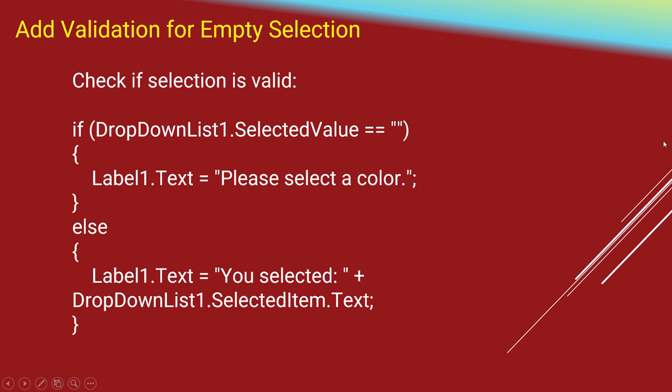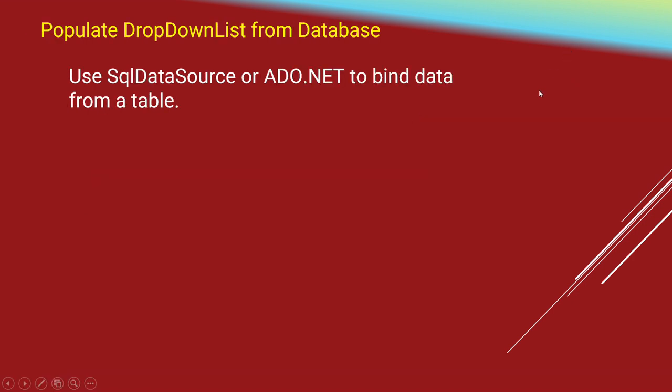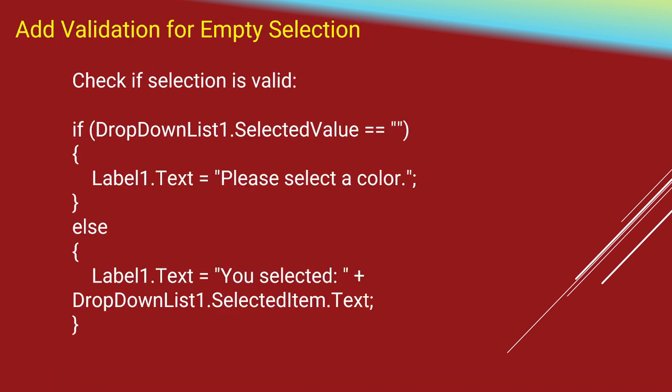To improve reliability, validate the user selection before displaying the result. If the selected value is empty, prompt the user to make a valid selection. This simple check prevents empty or unintended submissions.